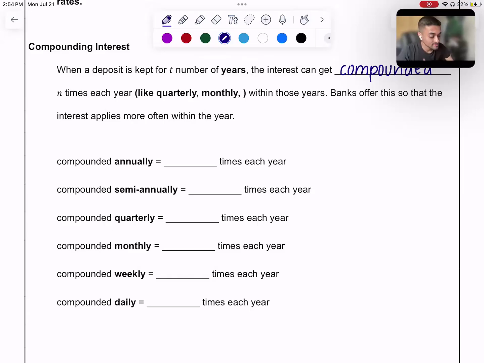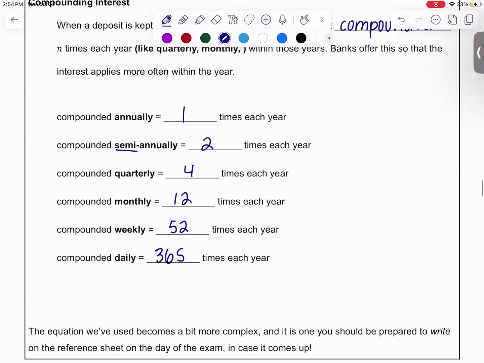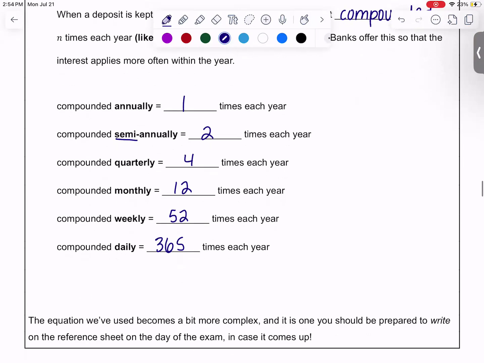Annually means one time each year. Semi-annually means 2 times each year. Quarterly, like there are 4 quarters in a dollar, or 4 quarters in a year. Monthly means 12 times a year. Weekly, 52 times a year. And daily, 365 times a year. Probably won't see a bank doing that.